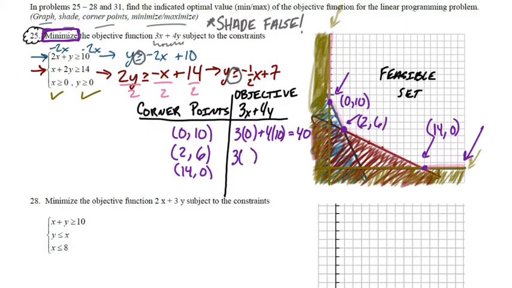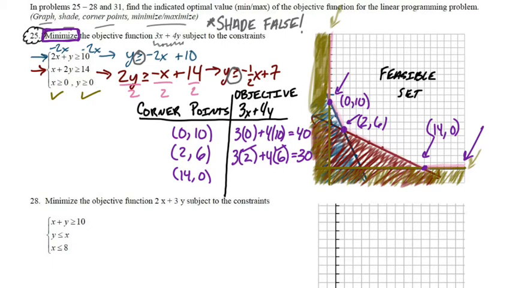How about the next point there? 3x plus 4y. We've got 2 for x and a 6 for y. Let's see. That's 6 plus 24. That's 30. So 30 is the winner so far in terms of being the minimum value. It's the smallest number we've got so far.